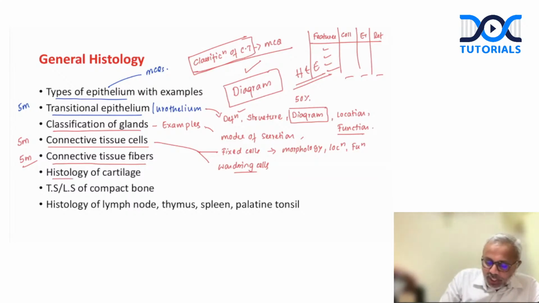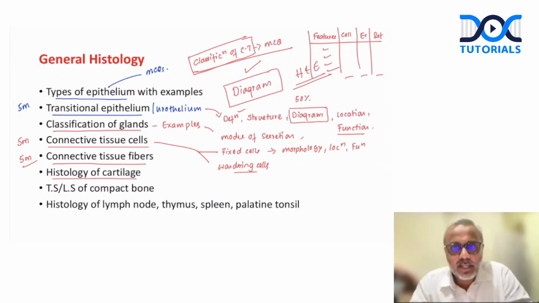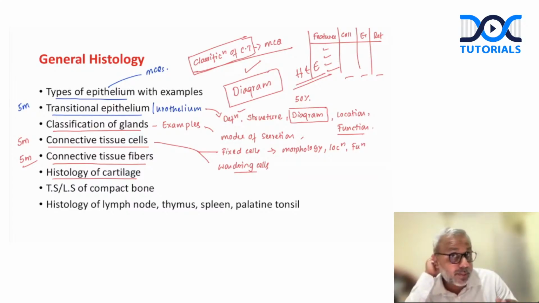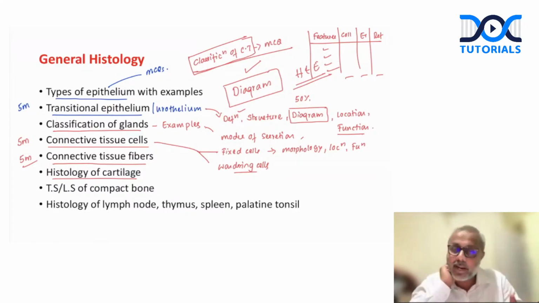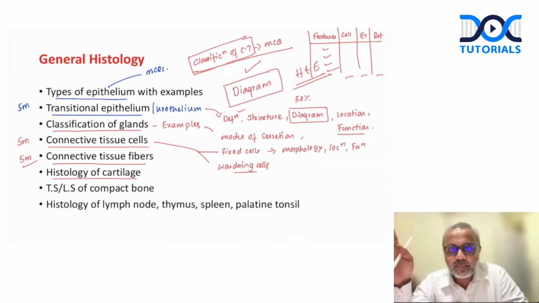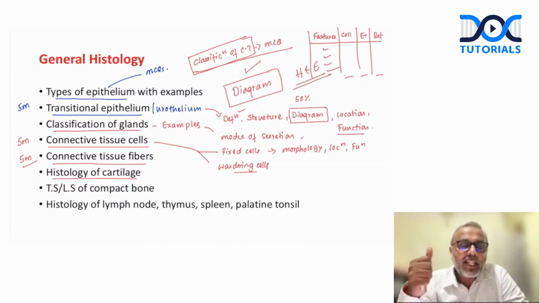Then histology of cartilage. Invariably, if it is a 5-marker, it is on the hyaline cartilage or elastic cartilage. The question will be: describe the microscopic structure of hyaline cartilage, or describe the microscopic structure of elastic cartilage. But if the examiner wants to ask about fibrocartilage, invariably it is a diagram only or features only. So fibrocartilage, I would say 3-marker; hyaline and elastic, a definite 5-marker.